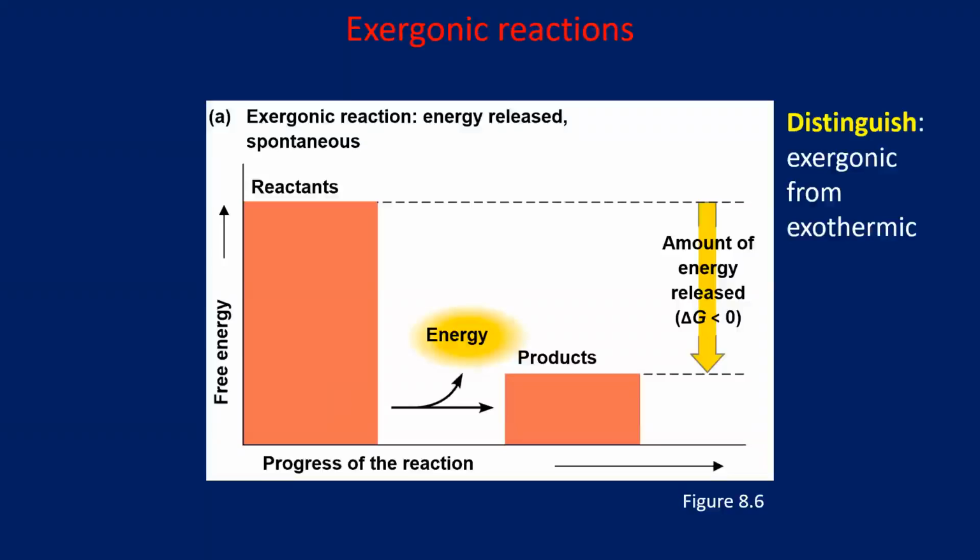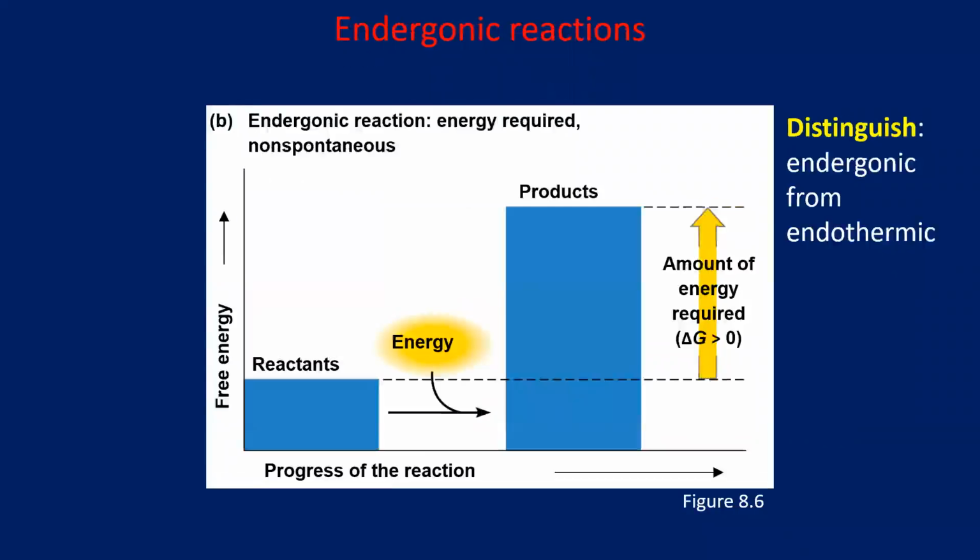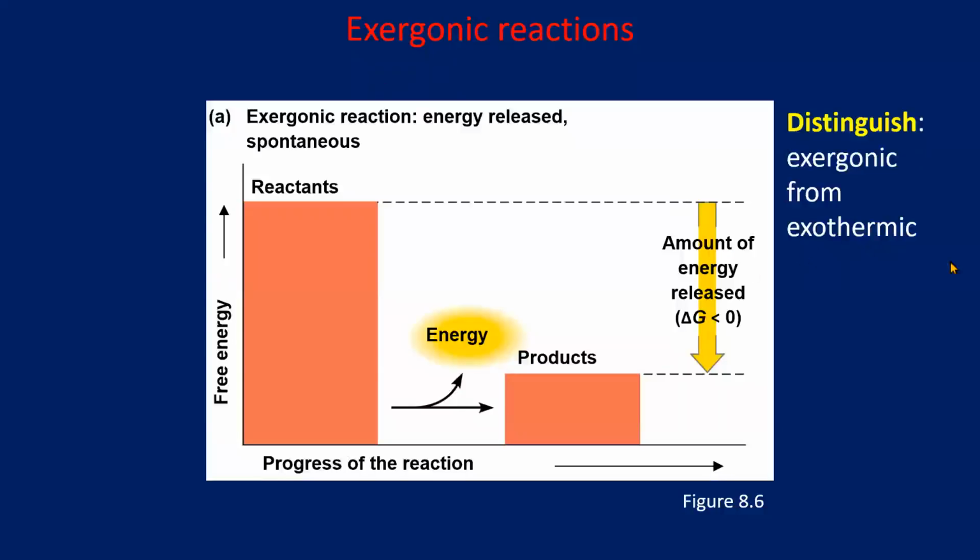So now, in the metabolic context, we want to understand two terminologies over here. The first is exergonic reaction, and the other is endergonic reaction. But these are very different from exothermic and endothermic. Okay, these are very different. In the exergonic reaction, overall, this reaction is spontaneous, and during this process energy is released.